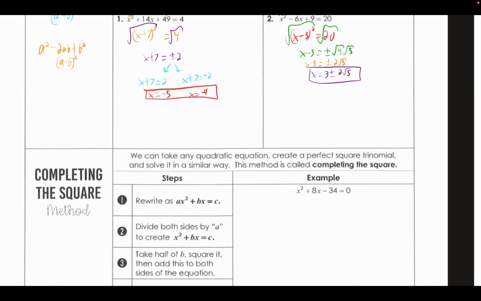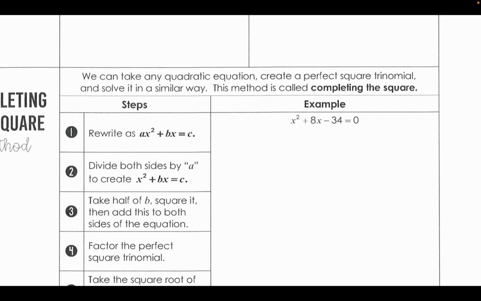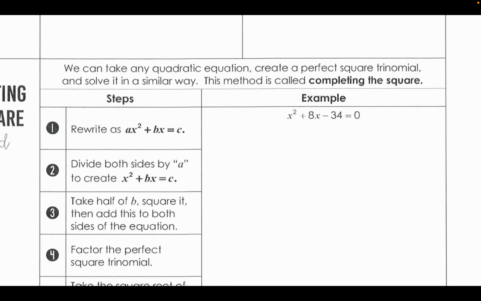And so if we start here with this example, we have x squared plus 8x minus 34 equals 0. Not currently a perfect square trinomial. X squared is a perfect square, but 34 is not, for example. And so what we always want to do is rewrite it as ax squared plus bx equals c. So I'll need to add 34 to both sides and get x squared plus 8x equals 34.